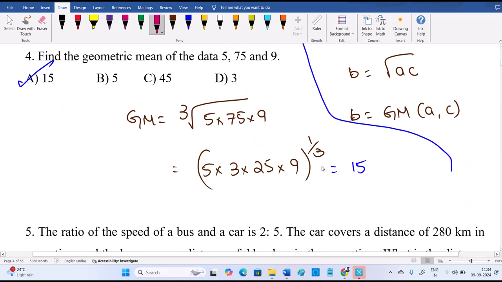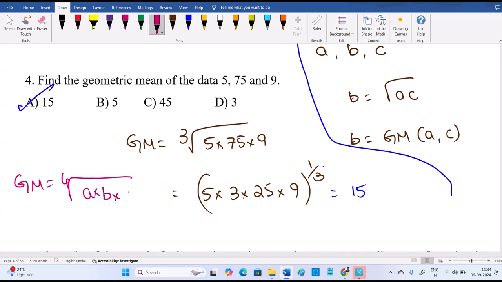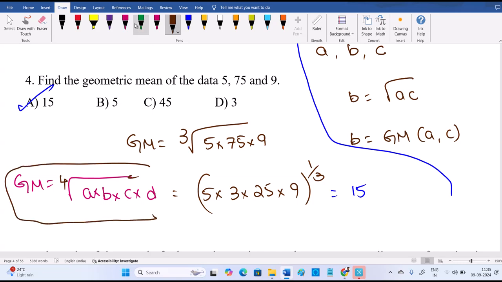And before, the geometric mean, right? So we know the geometric mean for 2 terms is the square root. If it is 3 terms, cube root. If it is 4 terms, let's say A, B, C, D, then we have whole power 1 by 4, the fourth root of the product of A, B, C, D will come. For 4 terms, we get the fourth root.